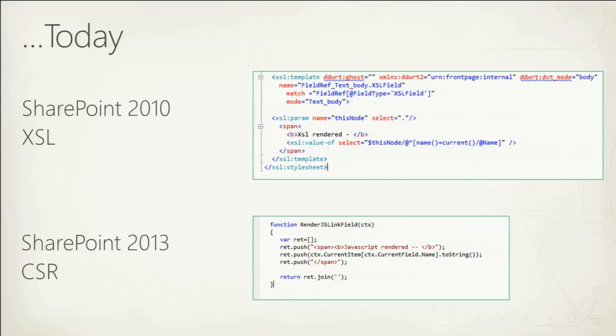Because all that was really happening out of that $thisNode business is what you see in the lower right. We were doing basically go to the context, get the current item, and then within that item, go and find the current field, and then find the value, and then just output it. And so that's what we do in the SharePoint 2013 CSR world.